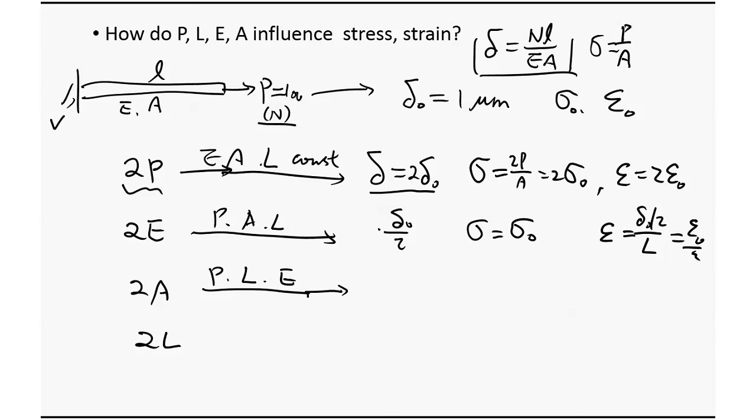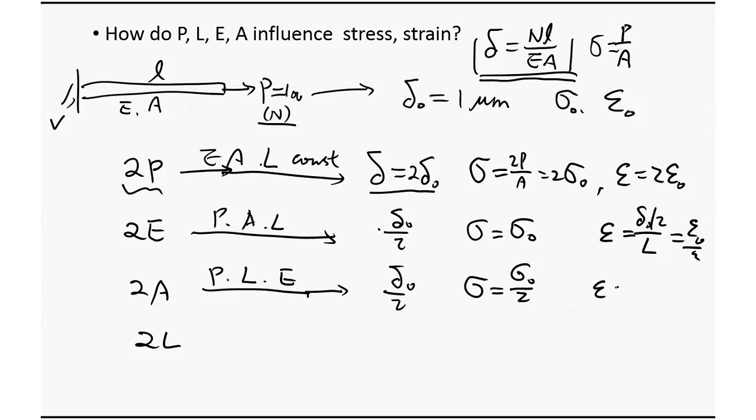Half. Why half? Because if you look at this equation, everything is the same, except A is now double. So therefore, this will be half. Now, what about stress? It will be half. Same load, twice the area, so this will be half.